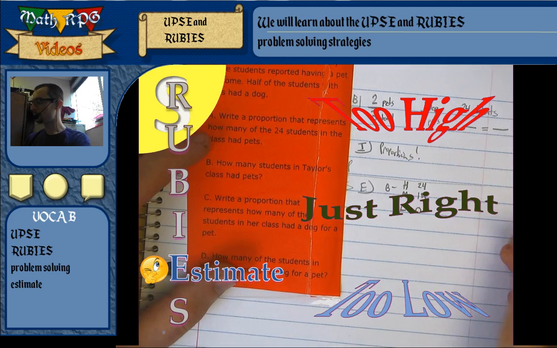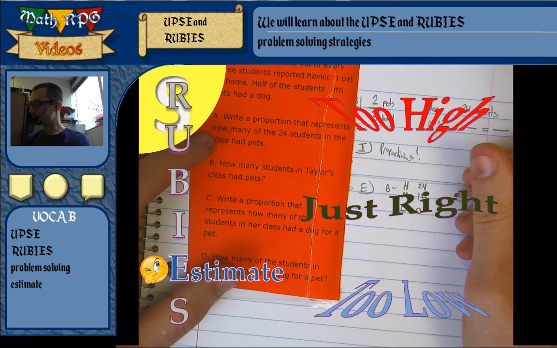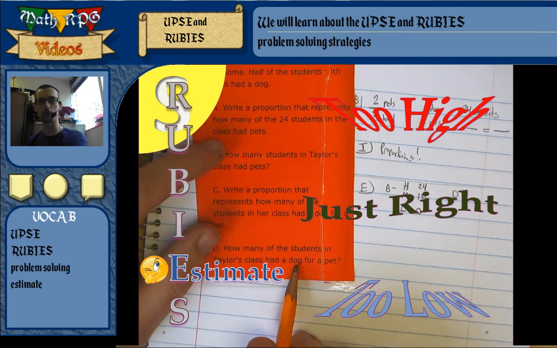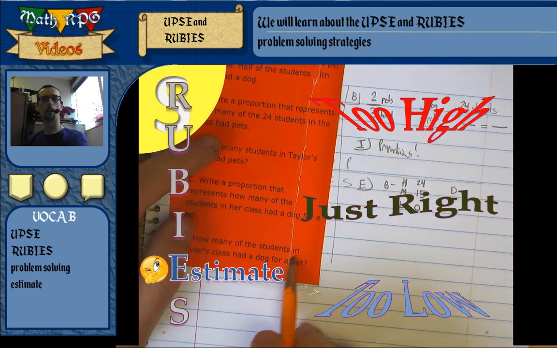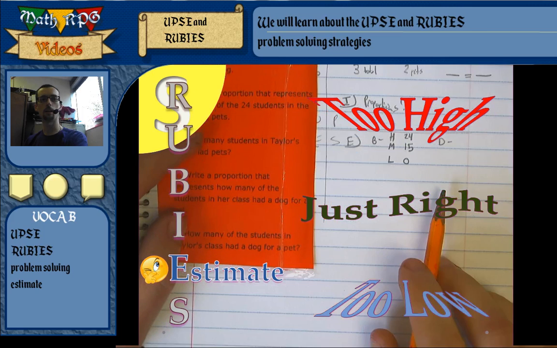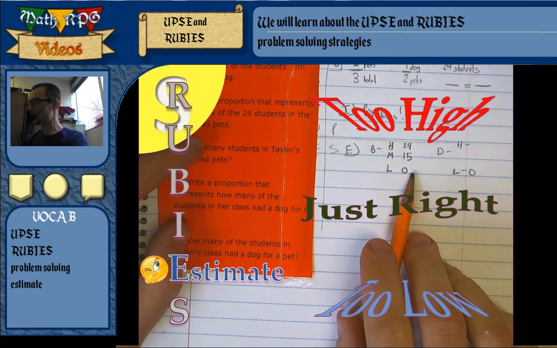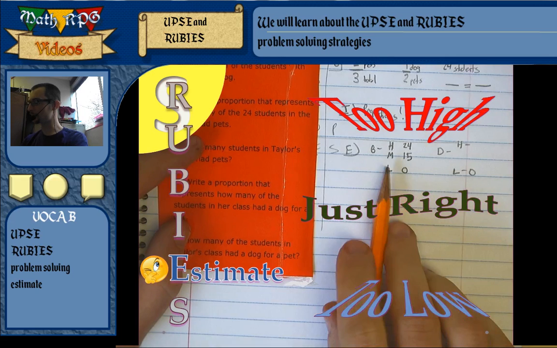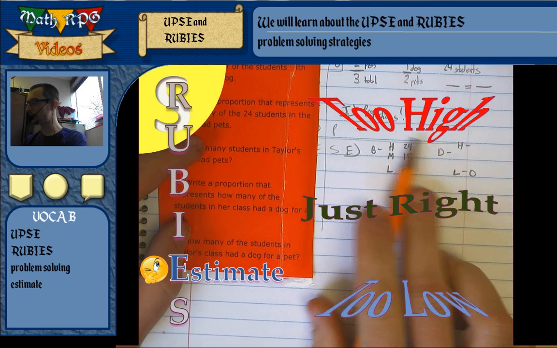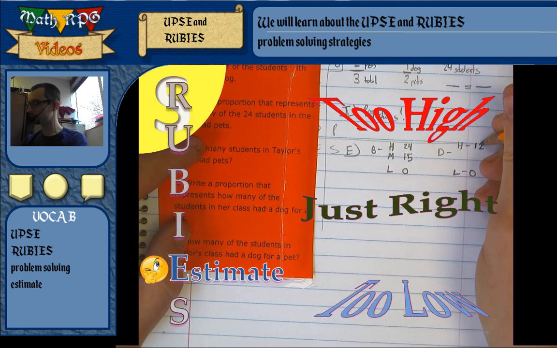And also part D, you'll notice, part D also talks about how many students in Taylor's class had a dog. So I'm going to estimate that too. I'm saying that my guess would be a low and a high. Again, I know it's definitely more than 0 kids had dogs. And I know it's more than half of them. Because half of the pets are dogs, right? So at the very most, if everybody had a pet, that would be 12 dogs. So I can put 12 there, right?